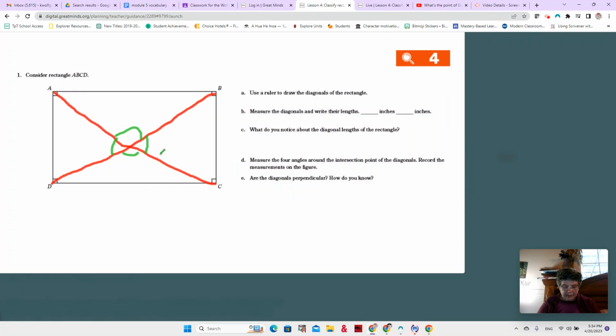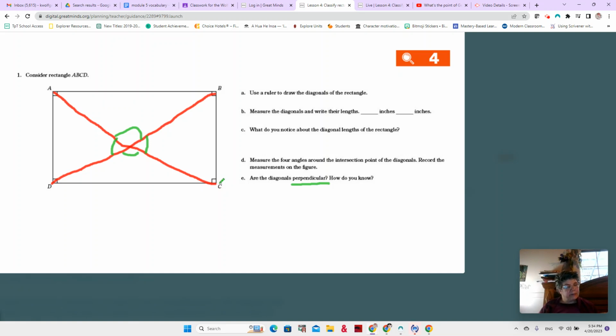And are the diagonals perpendicular? Now remember, perpendicular means 90 degrees. So are they 90 degrees? Is that what your measurement told you or not? Make sure you write that in your notes so that when I check your work, I'll be able to see that, right? The rectangle in problem 1 has diagonals that are the same length.